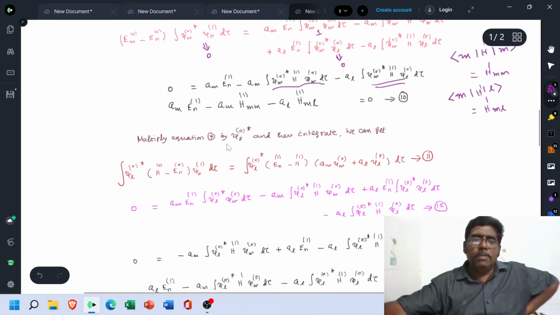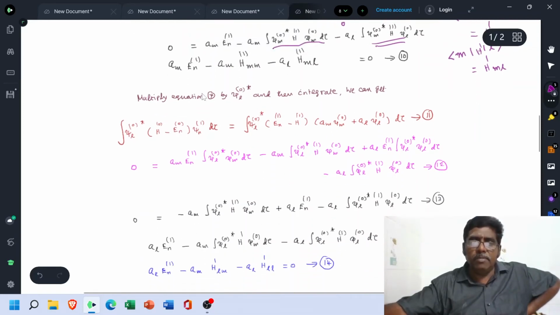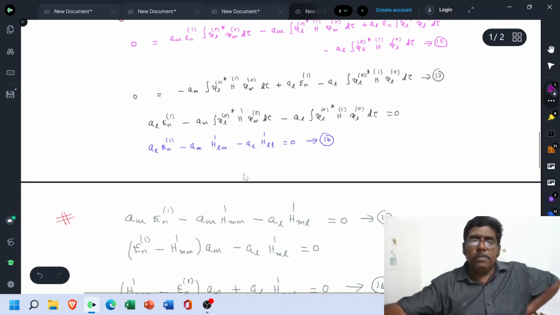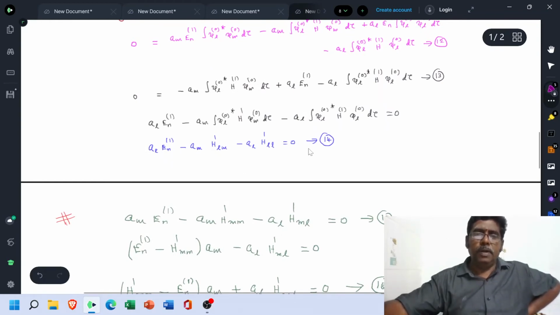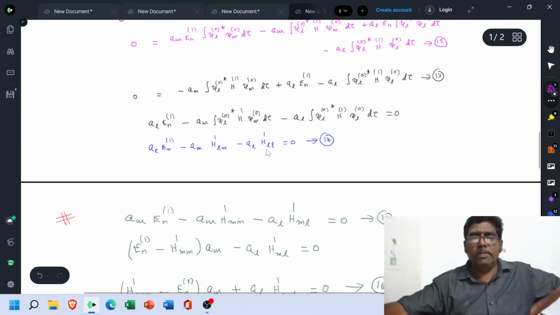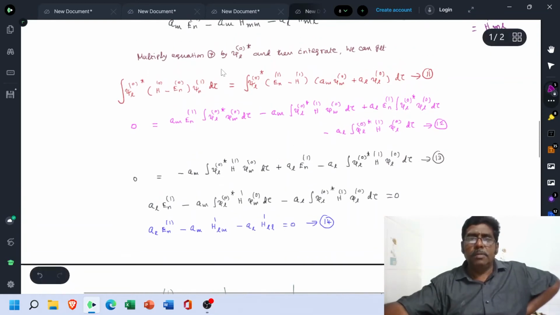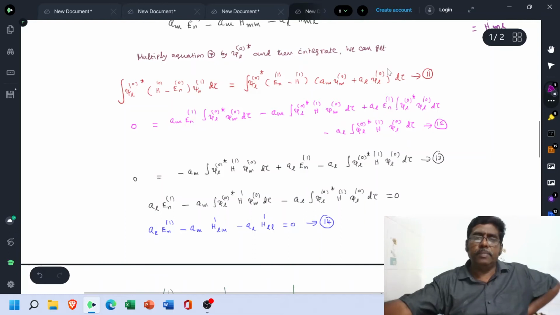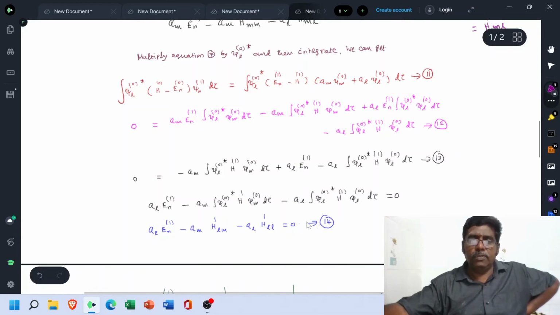Now multiply equation 7 by psi l0 star and then integrate. We can get it the same way. If you do the operations, we can get the equation of this form, 14. Al En1 minus Am H1 lm minus Al H1 ll is equal to 0. Just multiply 7 by psi l0 star and then integrate. If you do similar operations to what we carried out in the earlier case, you can get the equation of form 14.